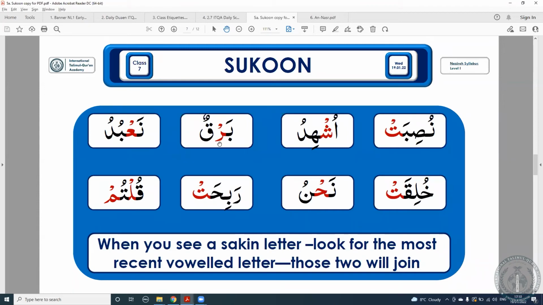Next, we have a ra, sakin. Okay, it will join on to the most recent voweled letter, which is ba. Bar. Barqun. Let's have a look at another example. We have ayn. Okay, the letter ayn is a sakin letter because it carries a sukoon. So let's have a look at what it will join on to. It will join on to the most recent voweled letter, which is noon. So noon will join on to ayn. Na. Na'budu.